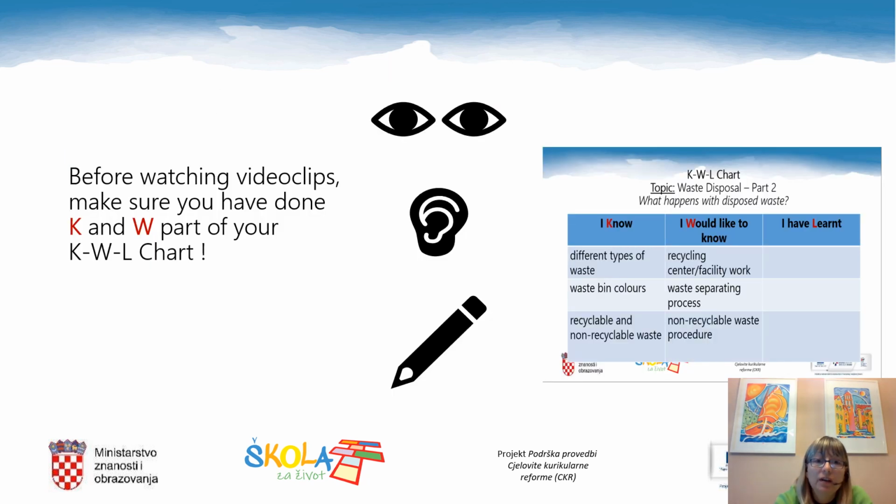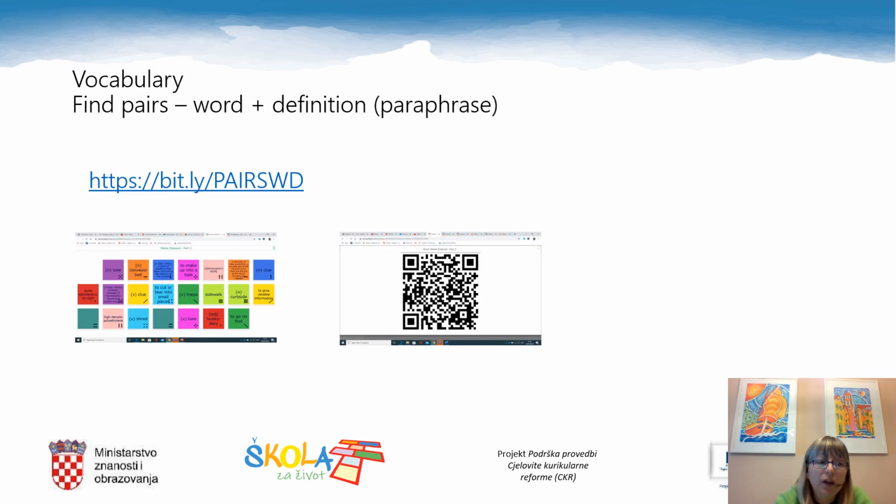Please make sure you have done K and W part of your KWL chart, which means the first and the second column of the chart, before watching video clips. In order to follow the video clips easier, let's look at vocabulary. The interactive game is called Find Pairs, and your task is to match words with their definitions, actually paraphrases.